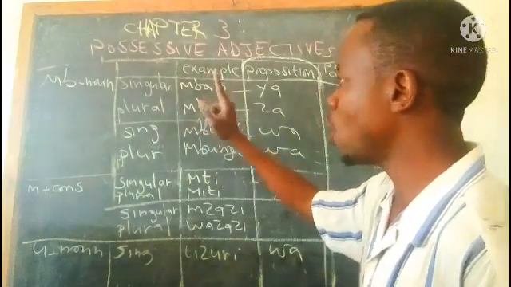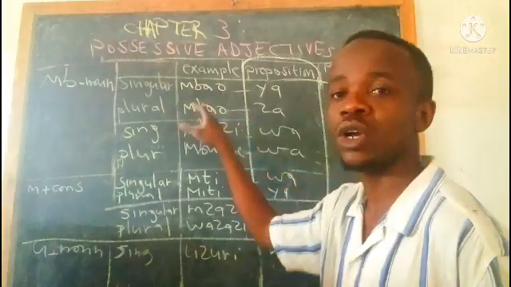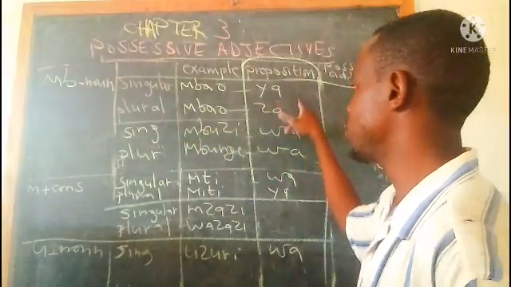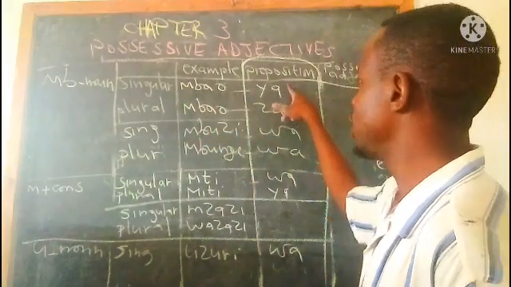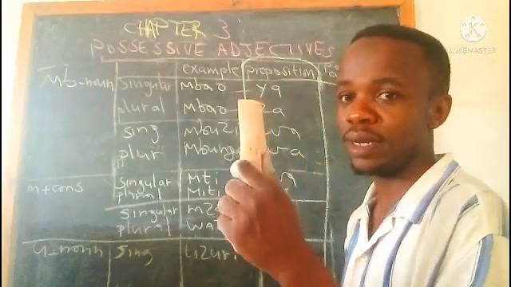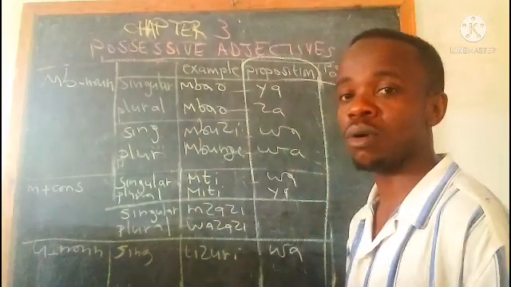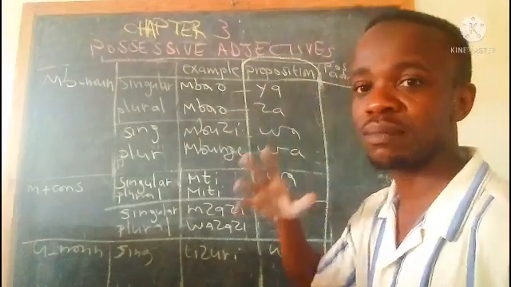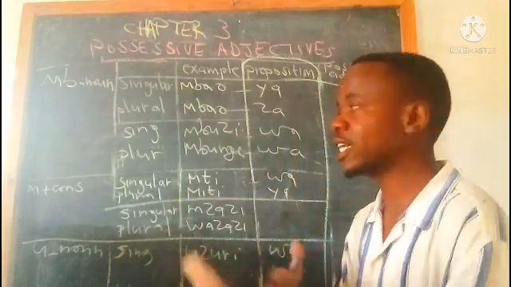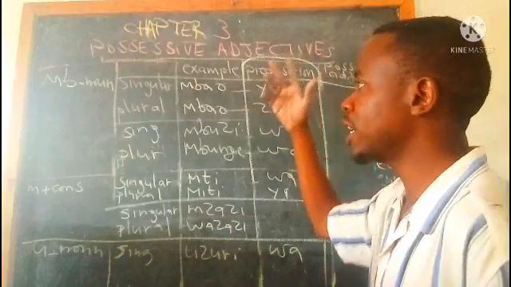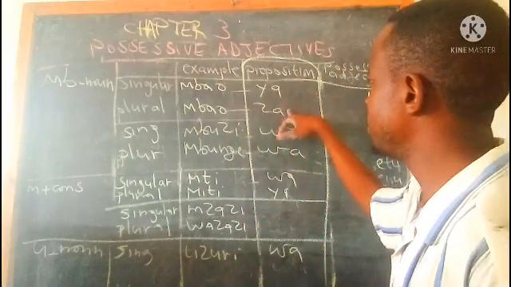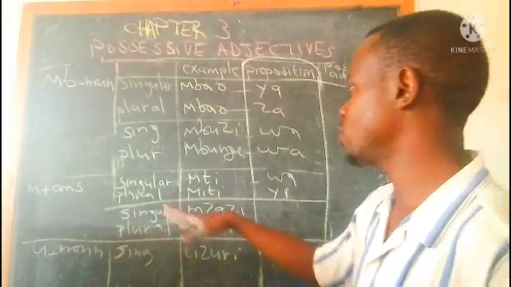Mbao, mbao. But how will you know that the mbao is in plural? You will know according to the preposition. Here mbao is one, but here mbao is more than one, it is in plural. So mbao za mninga means woods of mninga, but mbao ya mninga means one wood of mninga. So this is the preposition that we've studied.